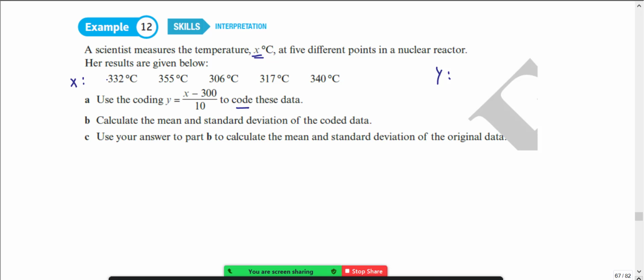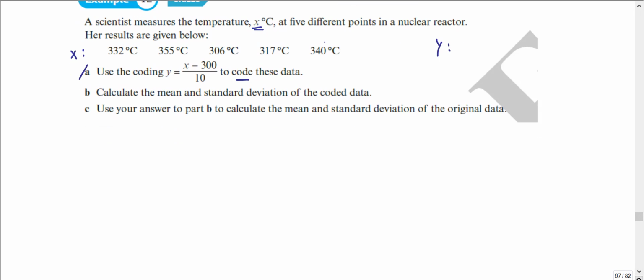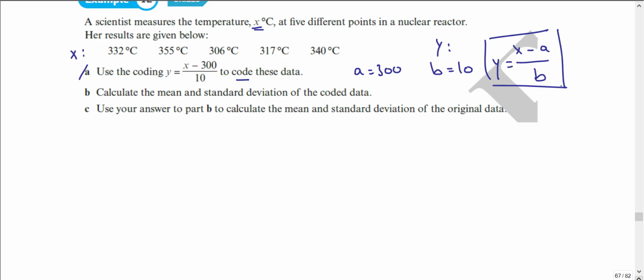Here you are given the original data. This is the original data. They say use the coding y equals x minus 300 over 10 to code the data. This means that a is 300 and b is 10. The formula is x minus a divided by b, so a is 300 and b is 10.